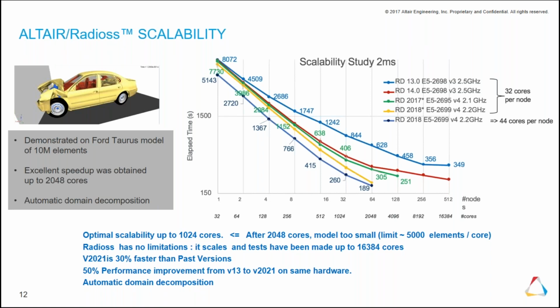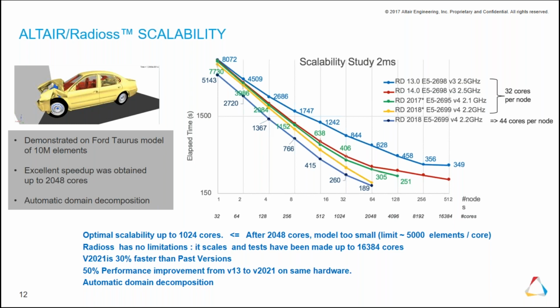So what do you mean by this? Say for example, you have hardware which has 64 cores, and you want to scale your explicit solver up to that number of cores. Radioss doesn't have any limitation. You can see this is a case study presented by Ford, where they have used up to 2048 cores, and they have reduced a lot of time.